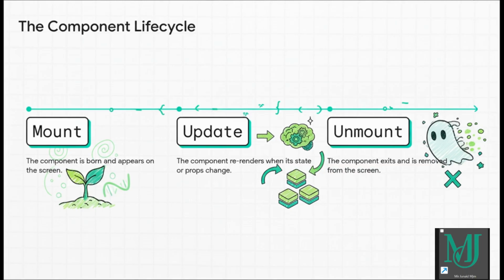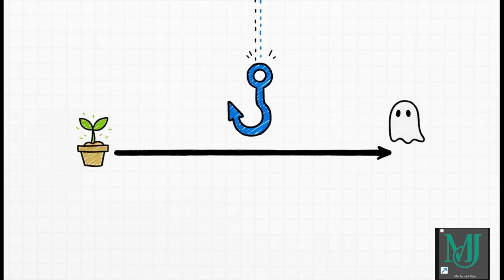You can basically break it down into three main parts: birth, mounting, when it first appears on the screen; life, updating, when it's living and rendering whenever its props or state change; exit, unmounting, when it gets removed from the screen for good. Now, what if you want to do something at one of these specific moments, like say fetch some data from a server the instant a component is born?